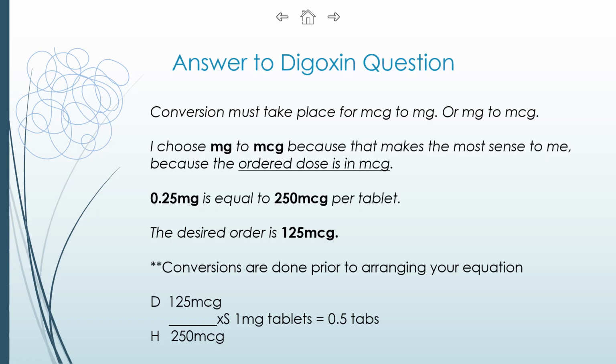The desired order is 125 micrograms. Conversions are done prior to arranging them into your equation. So for me, I would use desired over have times quantity. The doctor's order, or what I desire to have, is 125 micrograms. What I have on hand is 250 micrograms per tablet, so times 1. And that should equal 0.5 tabs, which does not need to be rounded because you can give half of a tablet.